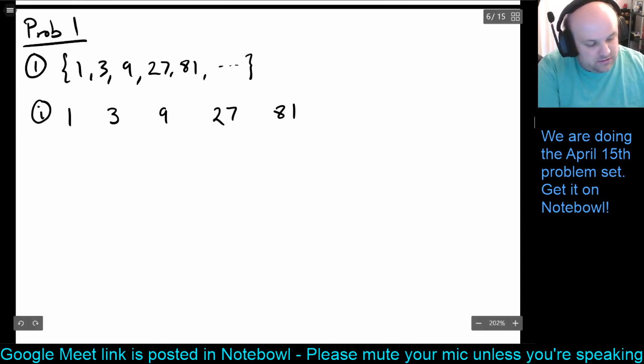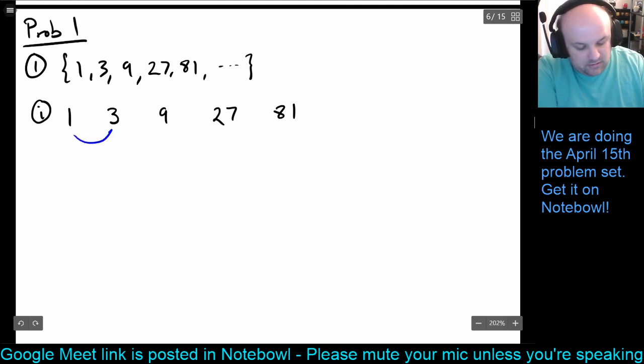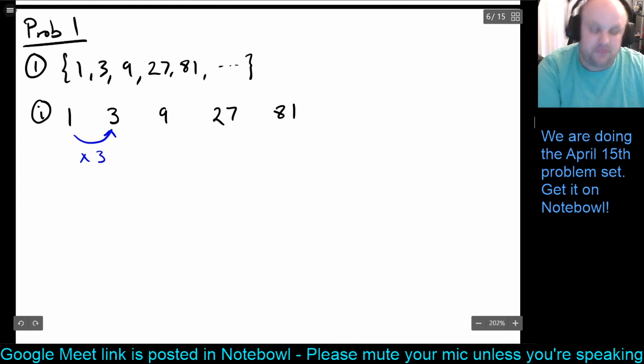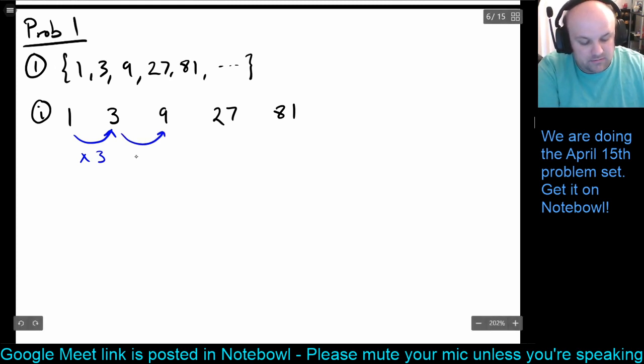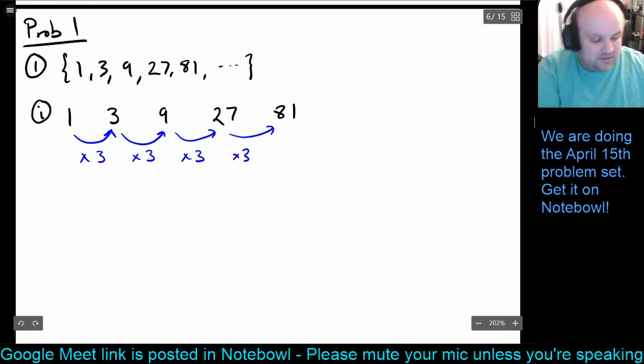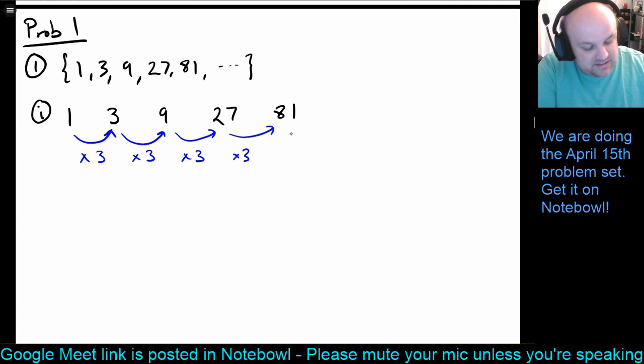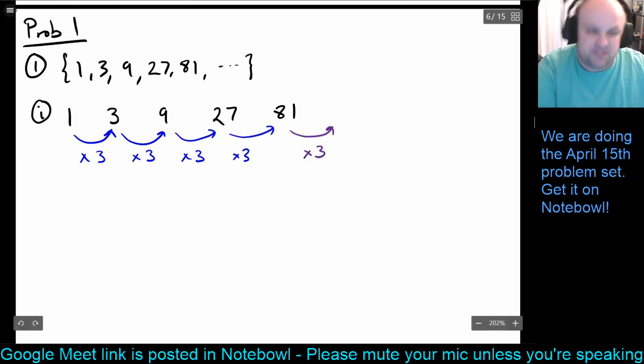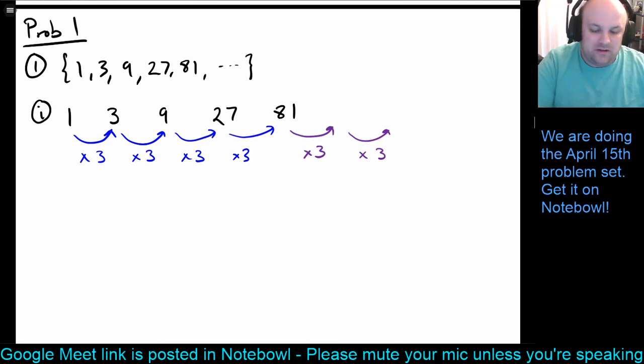Right? So going from here to here, well, what I'm doing is multiplying by 3. What I'm doing from here to here is I'm multiplying by 3 again. This is also multiplying by 3. It's also multiplying by 3. So then it shouldn't be any big surprise that if I want to go to the next term, I should probably multiply that by 3. And then if I want the term after that, I should multiply again by 3. Right? Hopefully that seems reasonable. So, all right, 81 times 3 is 243.